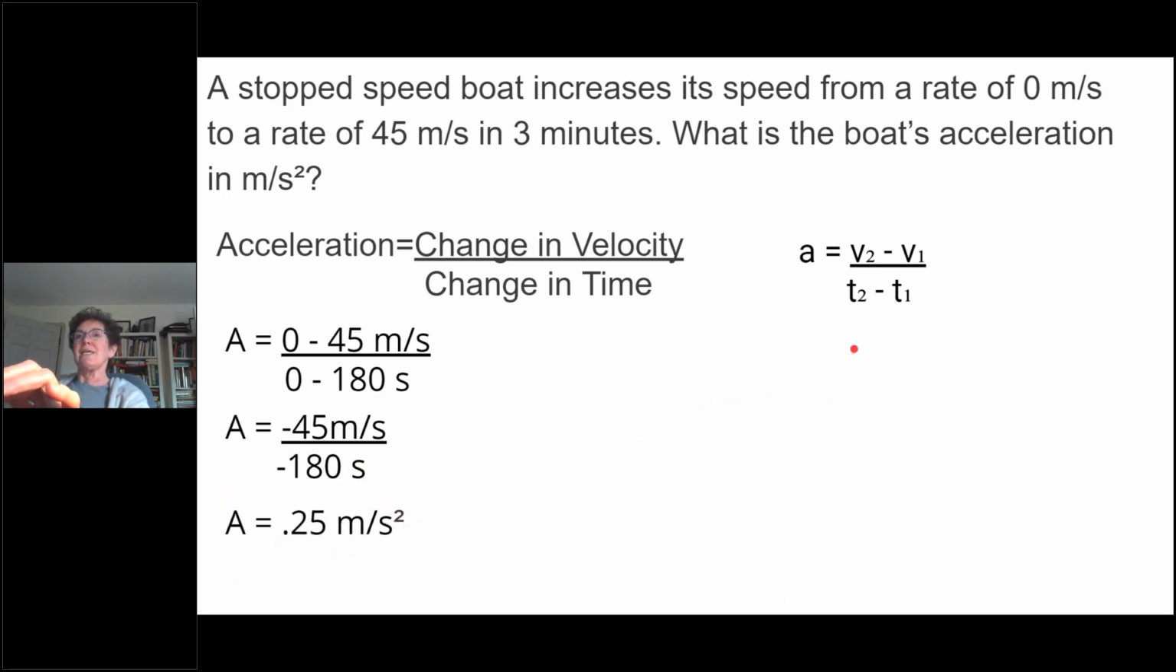So the key is to make sure that you do either, as I did here, starting minus ending in the same order, or ending minus starting, ending minus starting. Either way, you'll come out with the correct answer. And that's the power of algebra. Math makes sense.